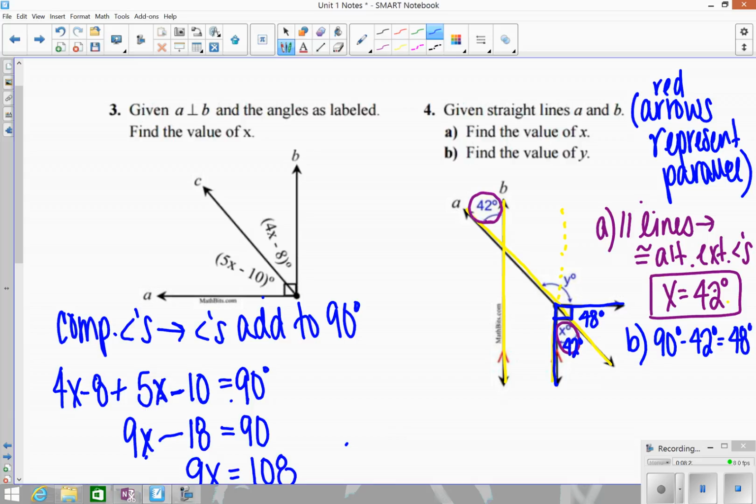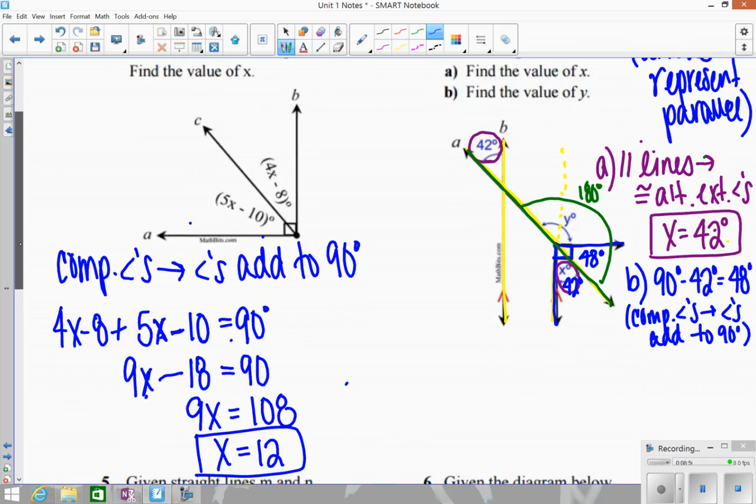And now what I see is I see this straight line. So I see that these two angles, this 48 and angle y, have to add up to 180 because they form a straight line. So this is because I had right angles, so let me write that first. So this was because complementary angles imply angles add to 90. That was the reason for that.